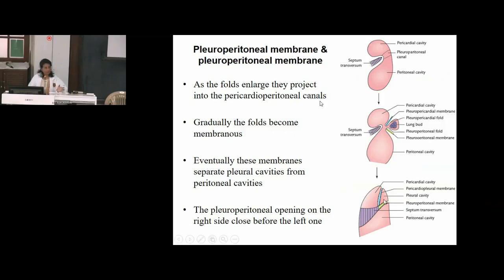Now the lung is growing faster, right? So the pericardium is shifted slightly towards the center, and as the right and left lungs grow, the cavity becomes very narrow. That is the pleural space, between the parietal and the visceral layer of the pleura. Now what happens here? The pleuroperitoneal opening on the right side closes before the left side. You just remember this because the congenital anomalies are more common towards the left side. So the right one closes before the left one.